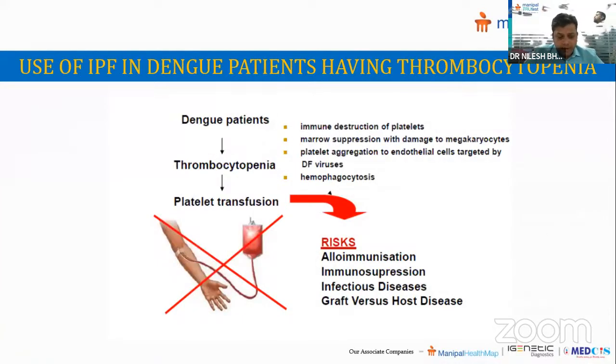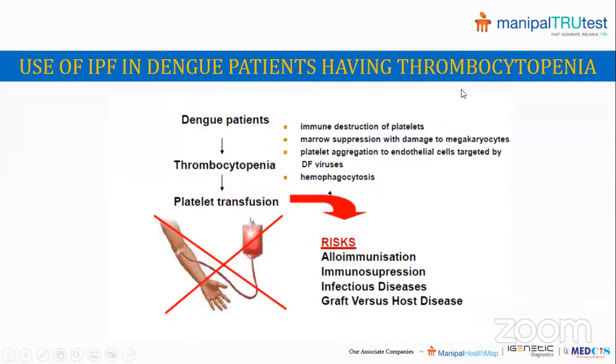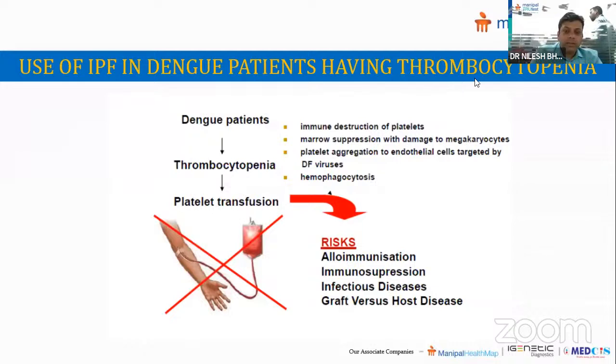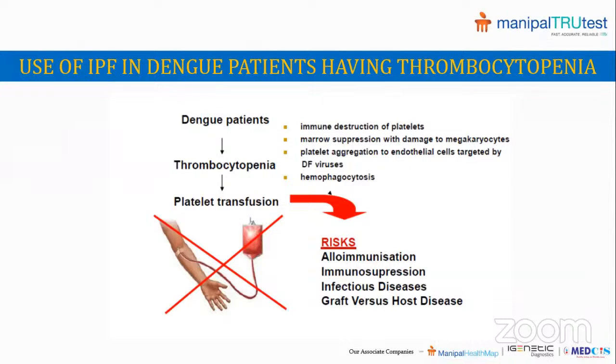So the IPF nowadays is very useful in assessing platelet status in viral infections, particularly dengue or malaria or some other viral infection, because we all are aware that in all these patients there is immune-mediated destruction of the platelets and destruction or consumption of platelets by other mechanisms as well. That leads to hemophagocytosis. And usually, whenever the platelet count is on the lower side, particularly after 30,000, 20,000, the main concern is about platelet transfusion.